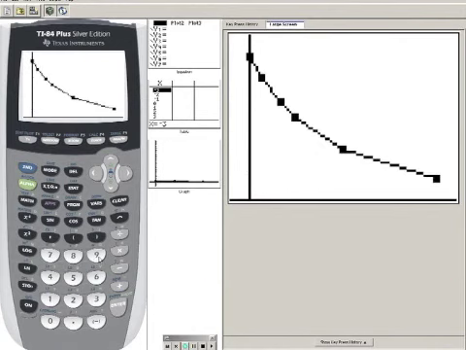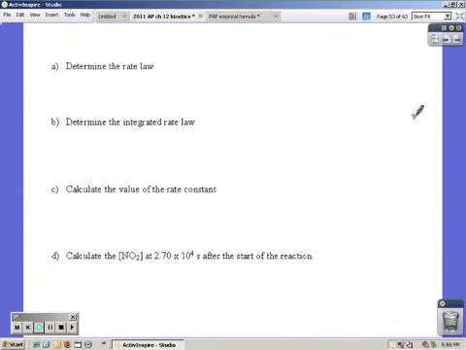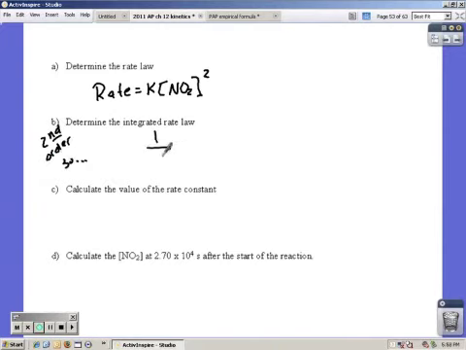So let's look at them again. So that's first order. That's second order. Second order is straighter. And so second order must be the rate. So our rate is equal to k NO2 squared. And again, we're getting NO2 because that was from our data table. It's second order, so second order integrated is 1 over concentration equal to kt plus 1 over initial concentration.